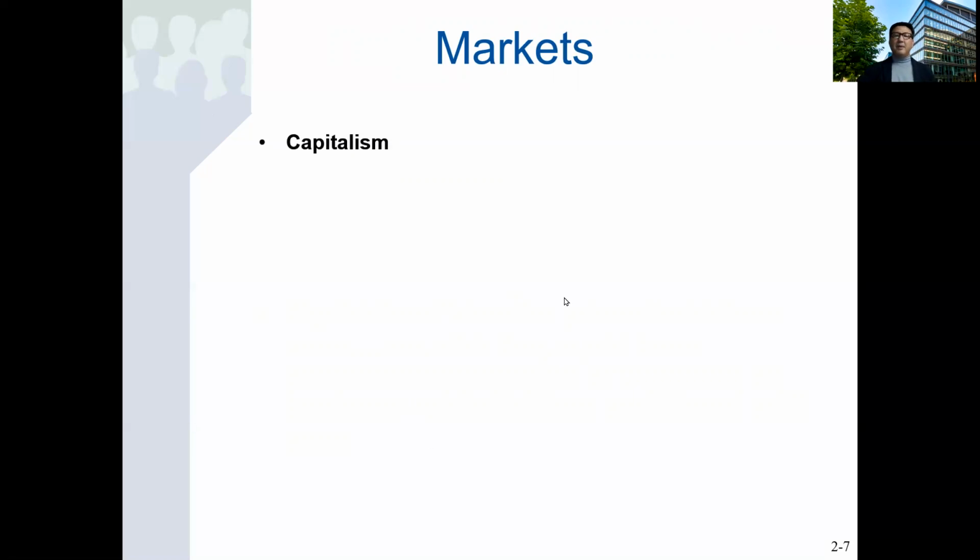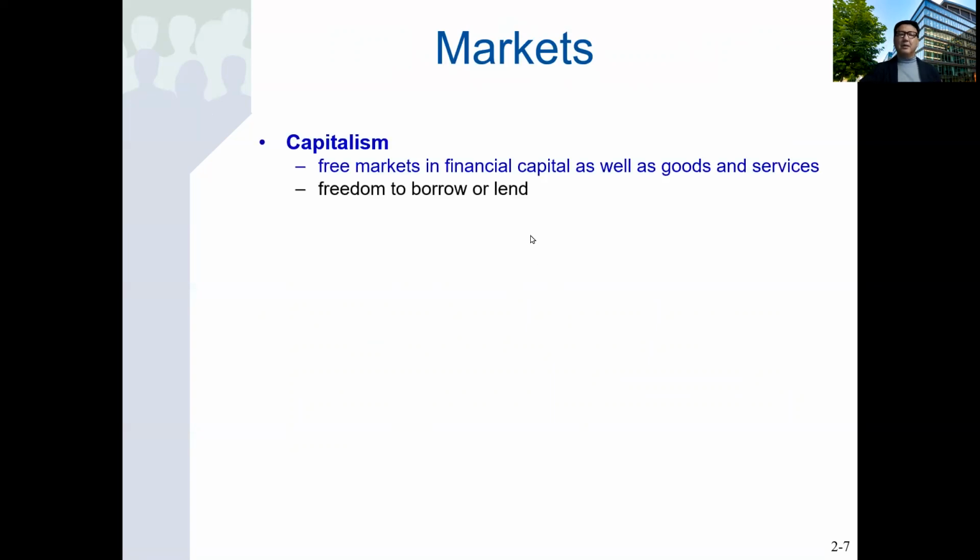So when we talk about the market, we have to take into consideration capitalism. Capitalism is basically a free market in financial capital as well as goods and services. In a capitalistic society or market, you have a seller and a buyer, and you have a free market. Basically, the seller is typically willing to sell at the highest price, and the buyer is typically trying to buy the goods and services at the lowest price possible.